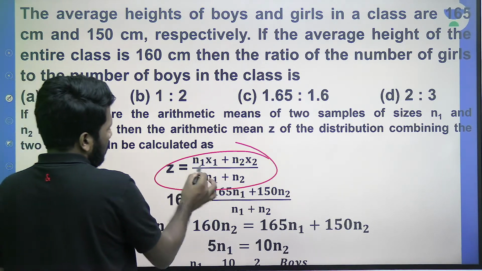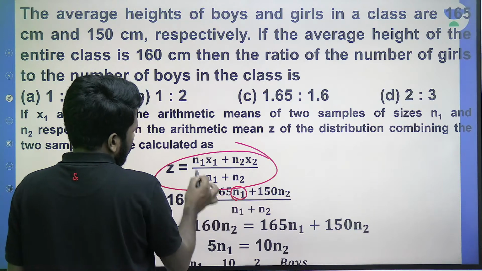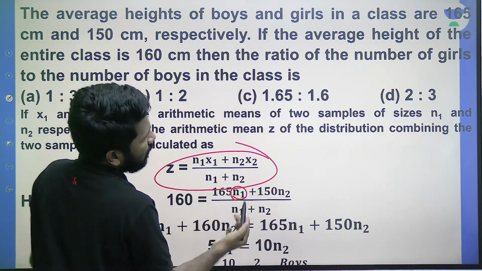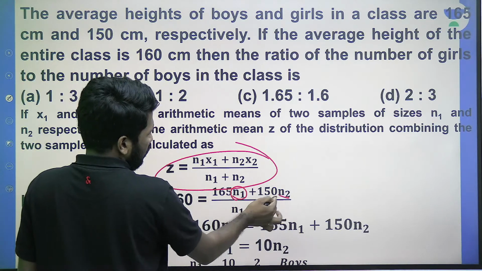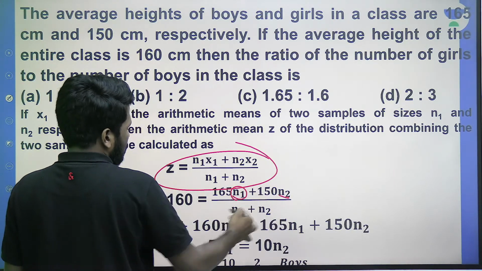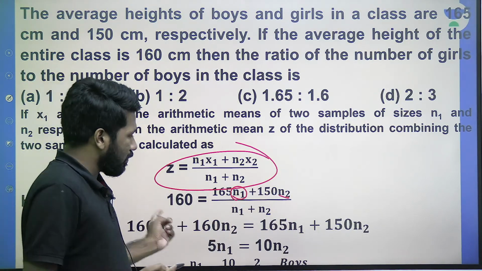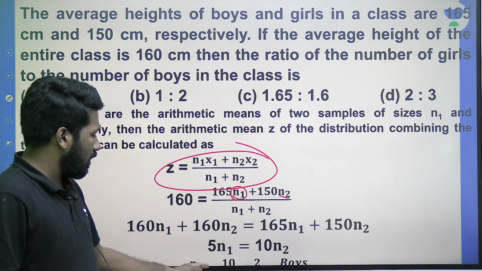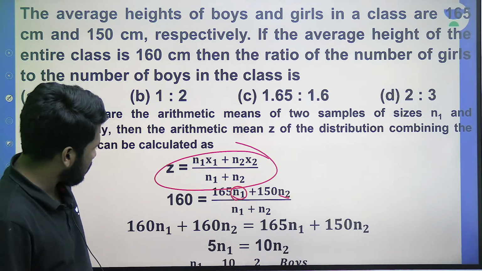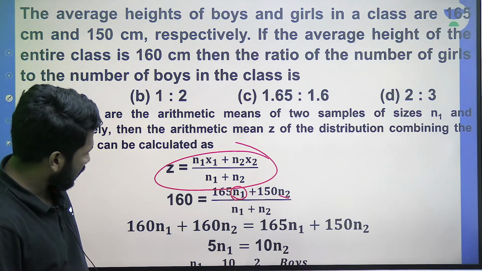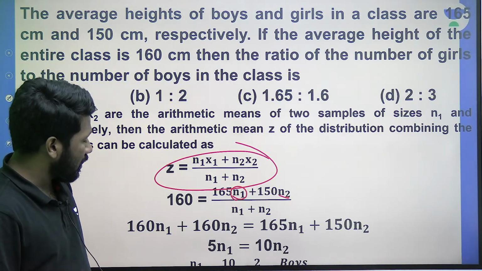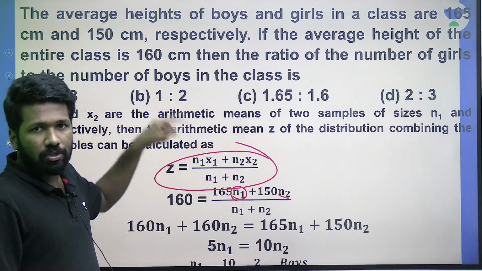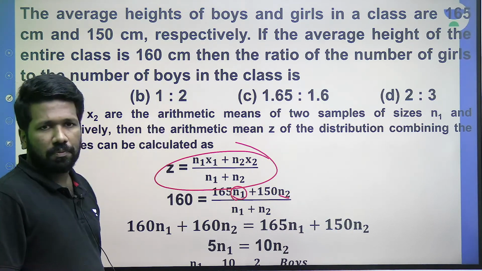That is, n1 means the number of boys and the average height of them is 165, weighted average concept. And n2 is the number of girls, so n2 into 150 divided by n1 plus n2 is equal to 160. Cross multiplying and simplifying, n1 by n2 will be 10 by 5, that is 2 by 1. 2 by 1 is the boys to girls ratio, so the girls to boys ratio will be 1:2.